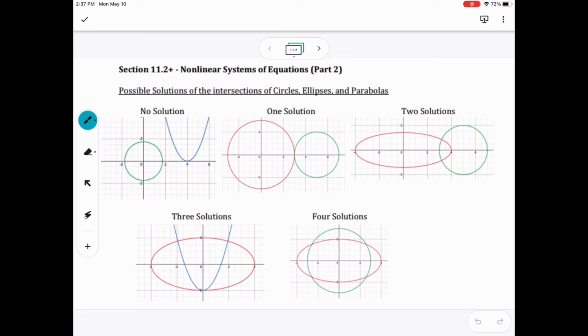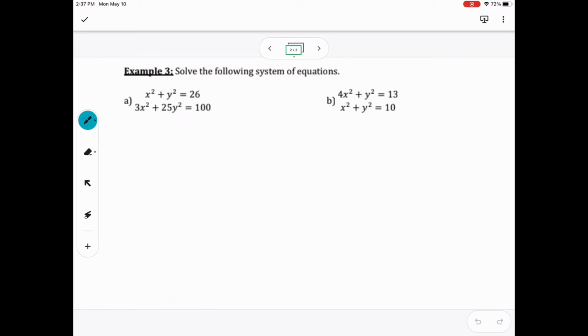You could also have three, so like one point or one vertex is touching and then touching the other two sides. And then you could have four for any of the combinations of shapes that you would have. So here, for these kinds of problems, you can use elimination because there are more squares, especially if you're looking at a circle and an ellipse, or two circles or two ellipses.